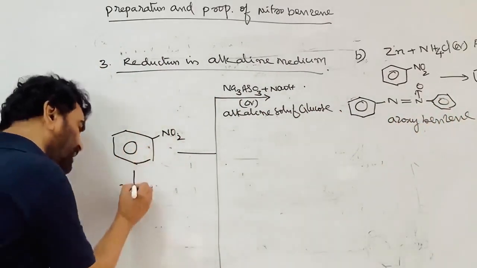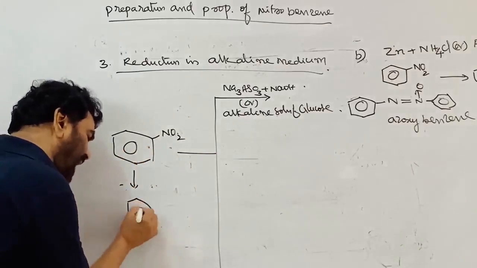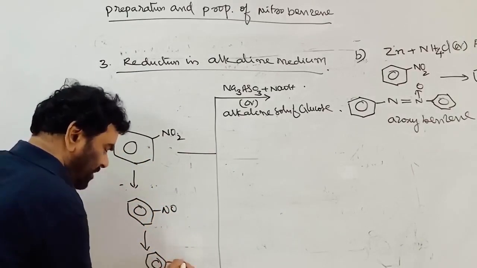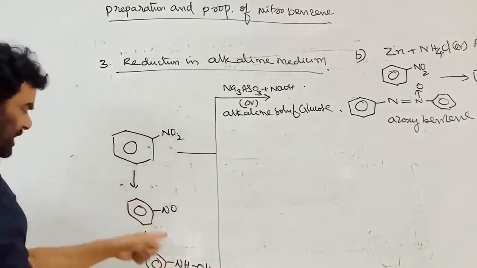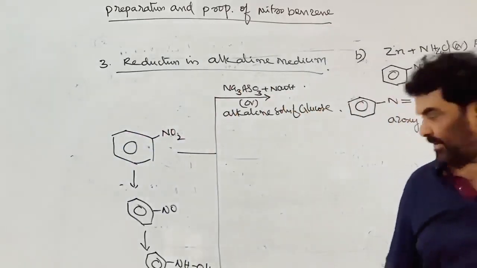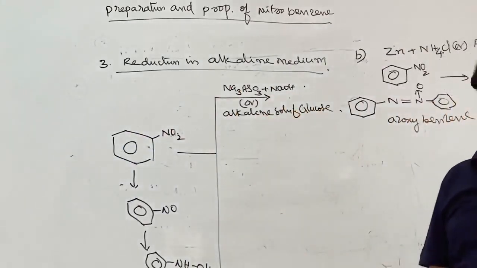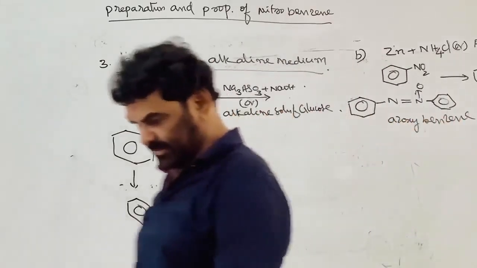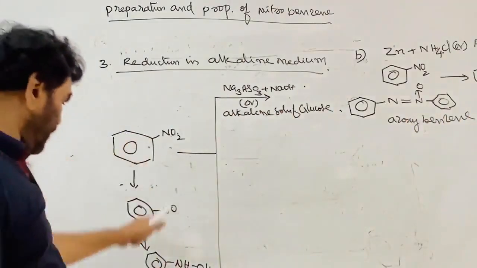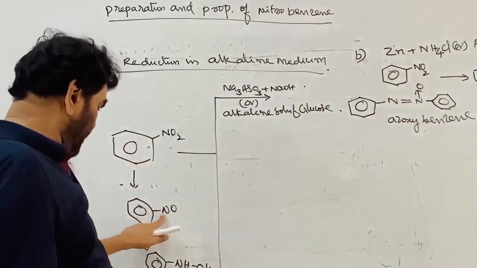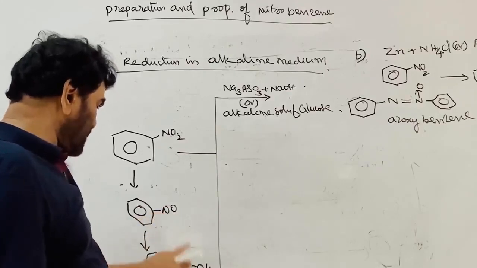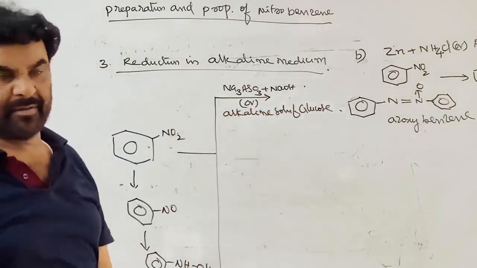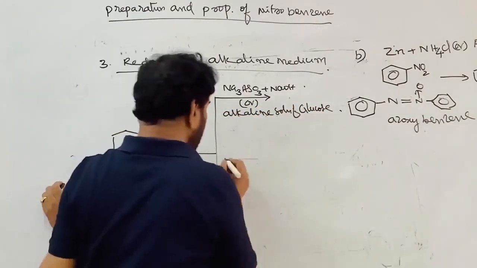Here, during the reduction, nitrosobenzene and hydroxylamine are forming as the intermediates. This is the sequence of reduction: nitrosobenzene, hydroxylamine. Therefore, in the alkali medium, the nitrosobenzene and hydroxylamine intermediates combine with each other to form the binuclear compound, azoxybenzene.